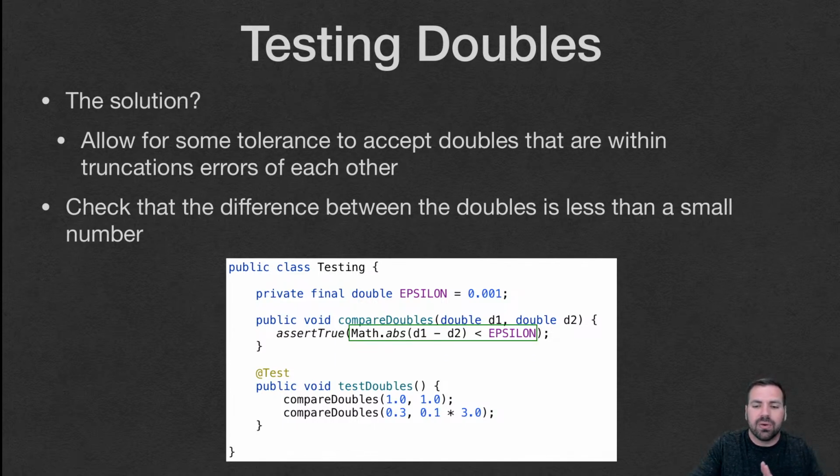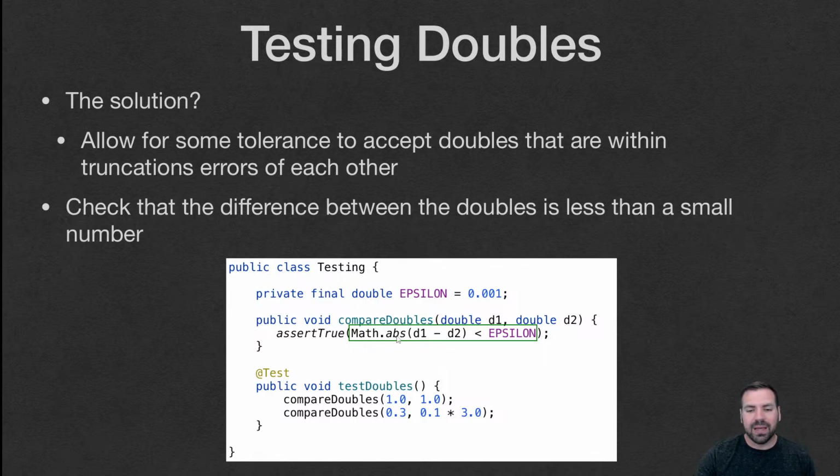So in this way, we're ignoring truncation errors, which are errors that are caused by that truncation effect. We're eliminating those errors by allowing this little bit of tolerance. So now when we run our test, we're going to call our compare doubles helper method and say, is 0.3 close enough to 0.1 times 3.0? And this epsilon is large enough that it's going to ignore that truncation error. It's going to ignore the fact that this isn't exactly 0.3, but it's close enough. It's within 0.001, so for our purposes, we're going to call them equal. They're equal with some tolerance. They're within 0.001 of each other.